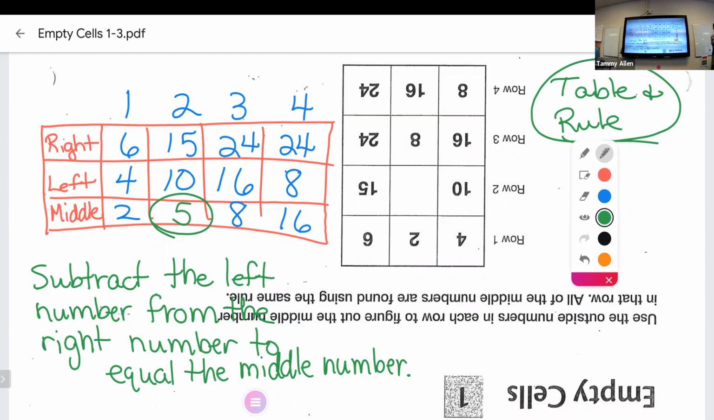So for the ones that you are doing on your own that are due on Friday, I want to see a table set up. And I want to see your rule written out in a sentence form as well as your solution. Does that make sense? Questions? Anybody?